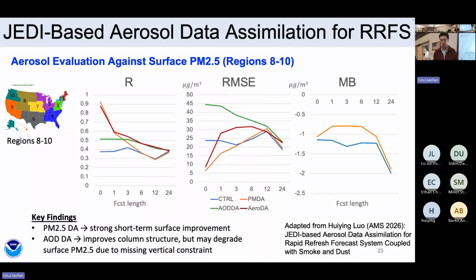In contrast, LDDA improved the column structure, but kind of degrades the surface PM2.5. We find that it's likely due to the LDDA observation itself, which does not have a vertical constraint. As a result, when we performed PM2.5 surface verification, it degraded the forecast. But in today's presentation, I haven't shown the results for other types of verification. So this is mainly for PM2.5 verification.